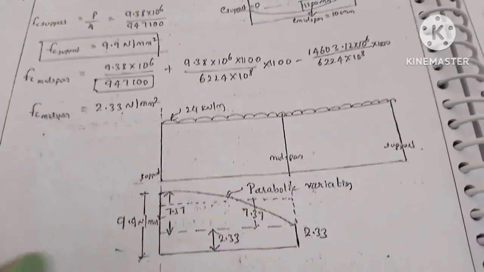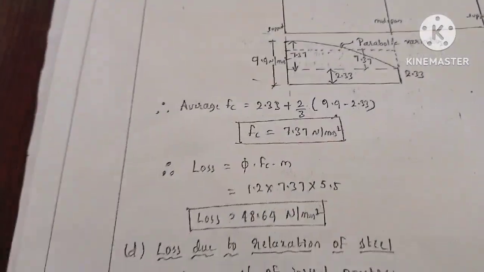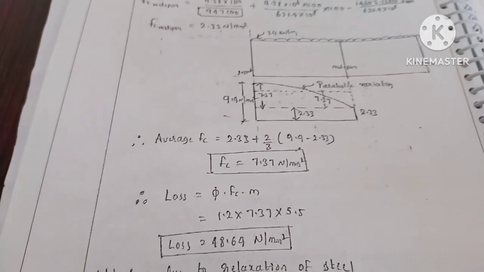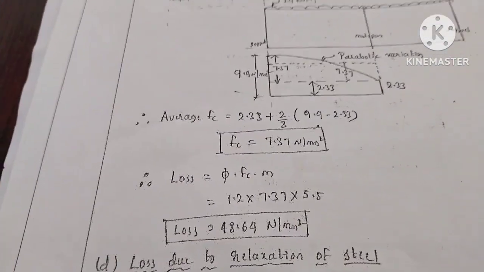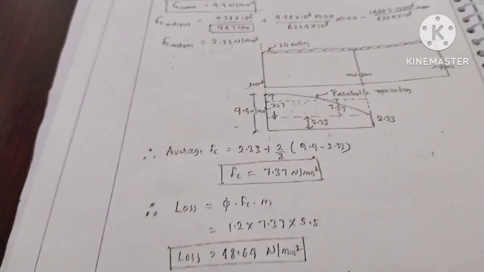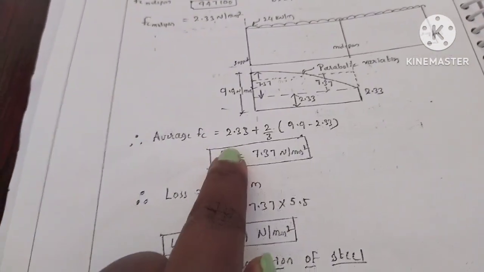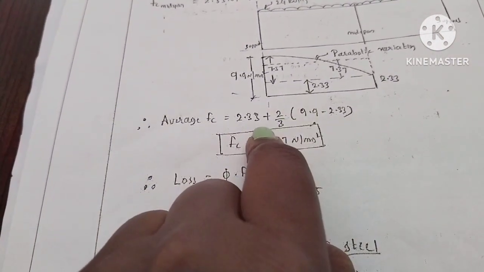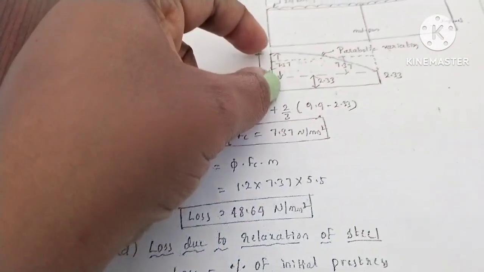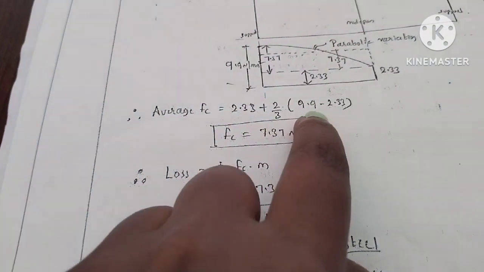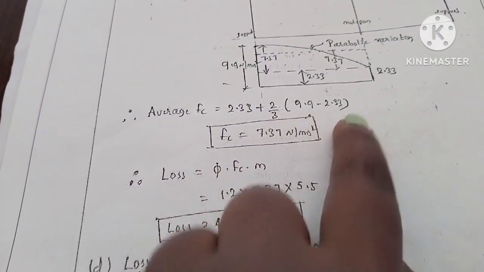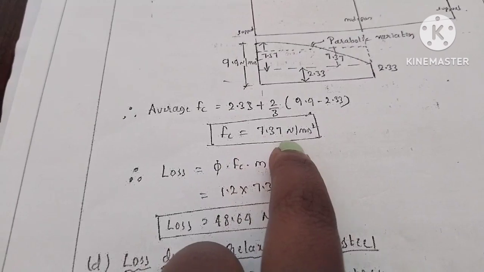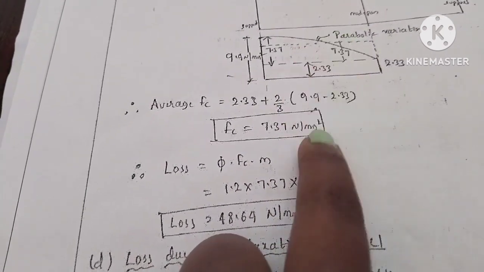So we have got that. After that we have to calculate the average stress of FC. Since it is a parabolic cable, here look at this: 2.33 plus 2/3 of, because this portion is 2/3 of 9.9 minus 2.33, we get the FC value as 7.37 Newton/mm².